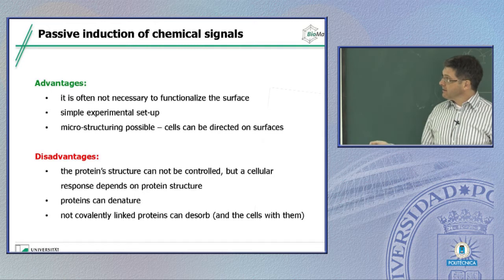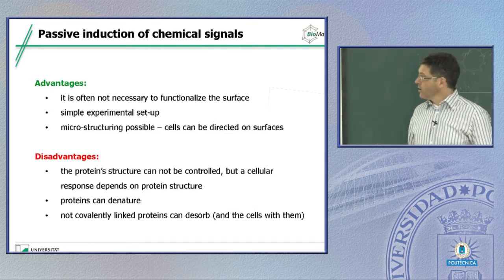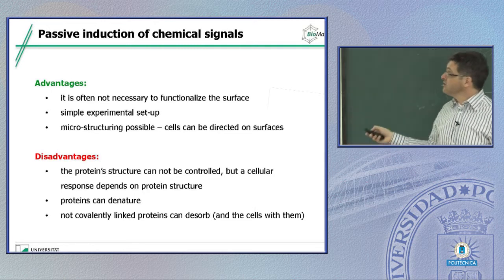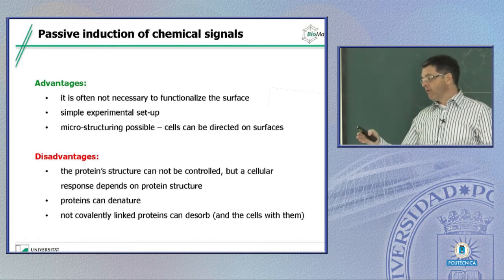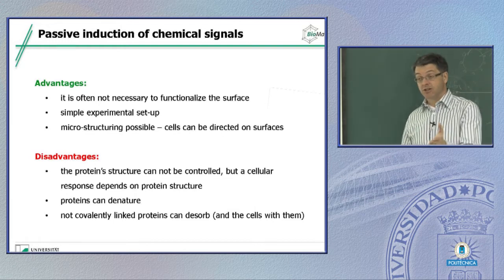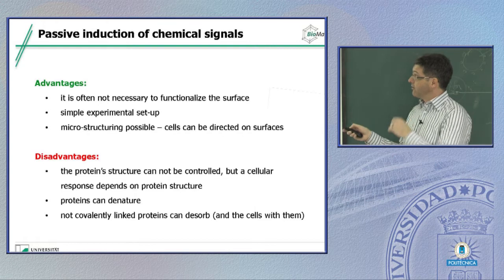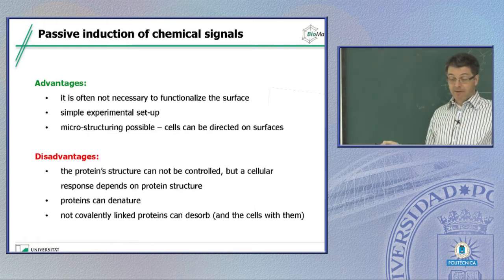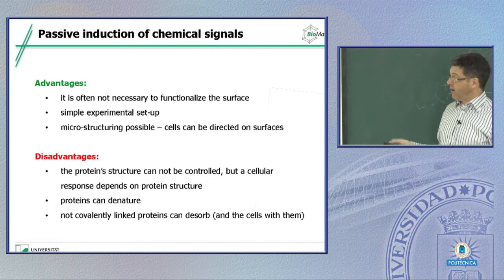But I think the disadvantages are so overwhelming that this is not a route that we should go for if we want to do tissue engineering. We want to be specific. We want to have control. It's the same as with processing. We want to have control over the cellular response, at least in some dimensions.